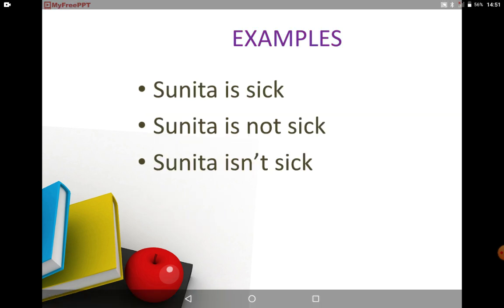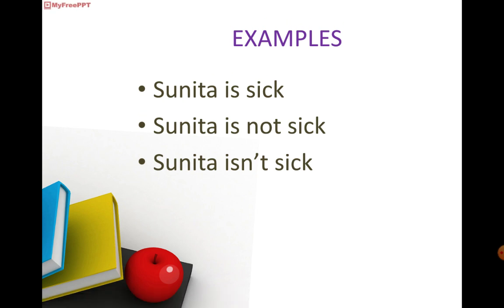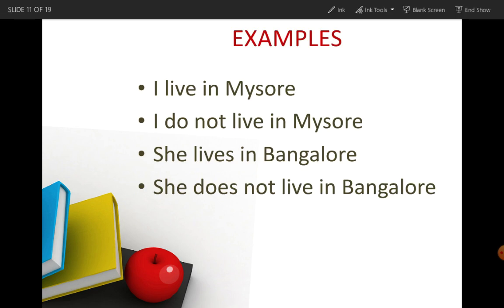Now, another example, Sunita is sick. This is a positive sentence. To make it negative, we add not. So, the negative sentence is Sunita is not sick or Sunita isn't sick. Another example, I live in Mysore. So here you will have to add auxiliary verbs because we cannot add not directly. You should add do in this sentence. So it is I do not live in Mysore.